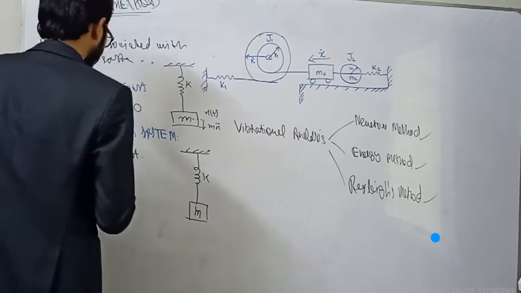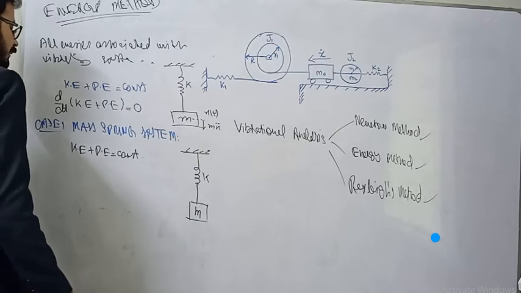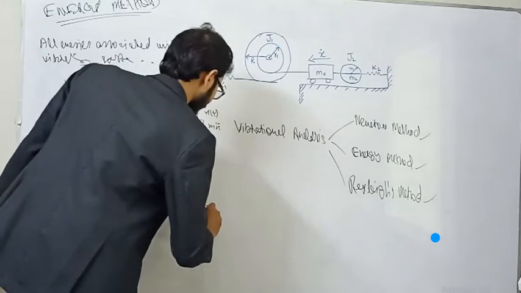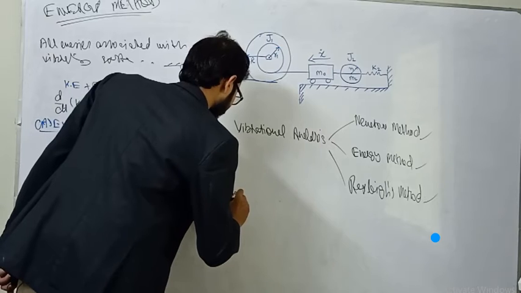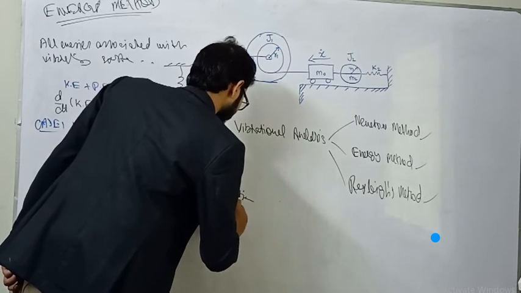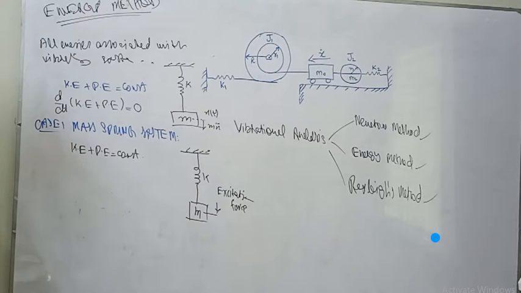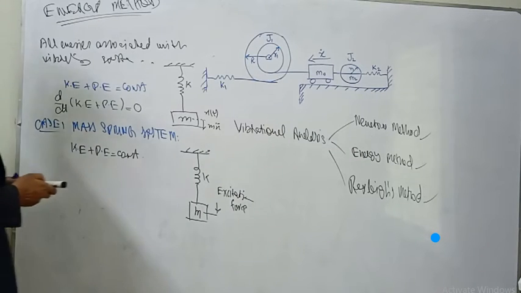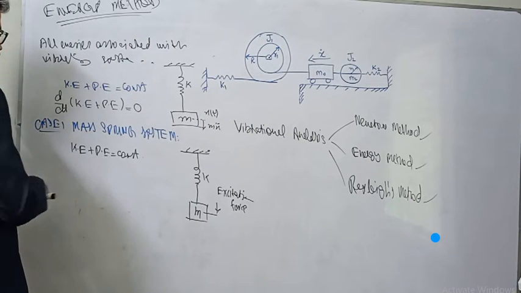And now what will be the kinetic energy? Kinetic energy of this mass spring system. Suppose an excitation force is acting on it. We have assumed that an excitation force is acting upon it. So that will be stored in the mass element in the form of kinetic energy. That's why it is displaced from the mean position. So we have to find what will be the kinetic energy here and what will be the potential energy here.